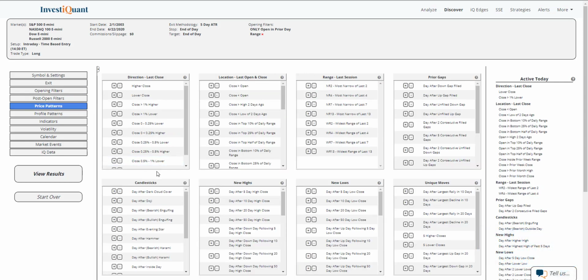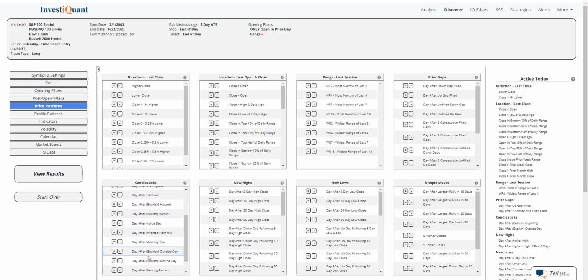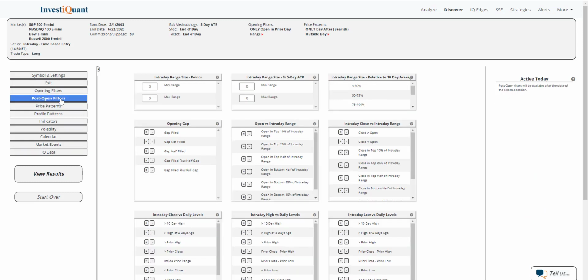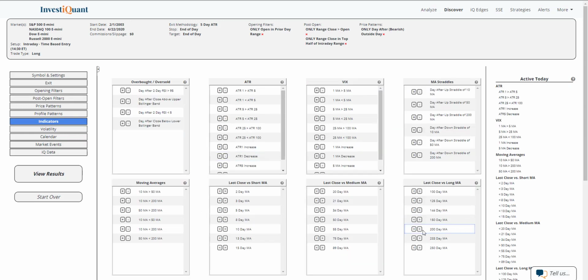And you can find that here in our candlesticks section of the price patterns library. So day after a bearish outside day. Let me get that added. I'm going to go into the post opens filters and select this intraday activity where you're trading above the open and in the top half of the range. So to do that, I can put close above the open, and the close is in the top half of the range as of 2:30 p.m. Eastern Time. And lastly, I'm just going to put it above a 200-day moving average. I can do that in the indicators library. Click above the 200 here, and then we can view the results.